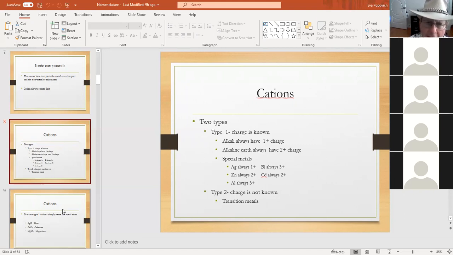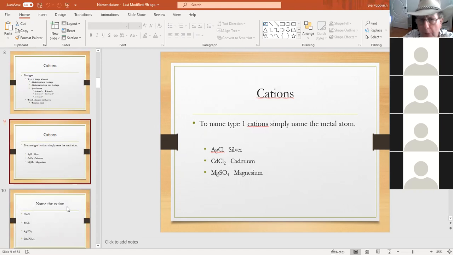The other type is a type in which the charge is not known. Basically, we are dealing with the transition metals. Type 2 is anything that does not fall under the category of the type 1. To name type 1 cations, just simply name the metal ion. I have AgCl, that's silver. I have CdCl2, Cd is a type 1 element. It is cadmium. MgSO4, Mg is in the second column. It's also known, charge is known. So therefore, it is called magnesium.